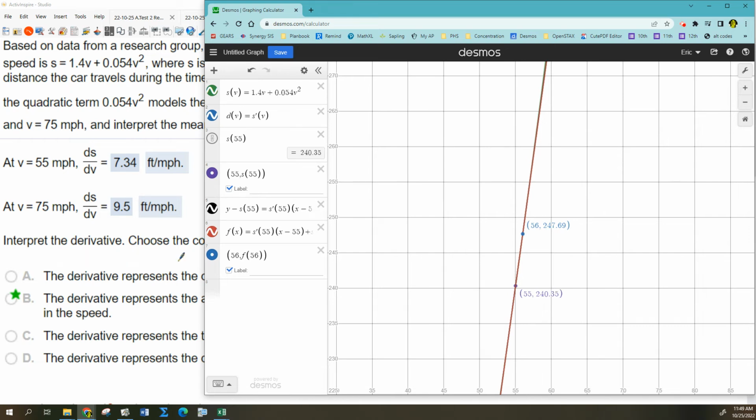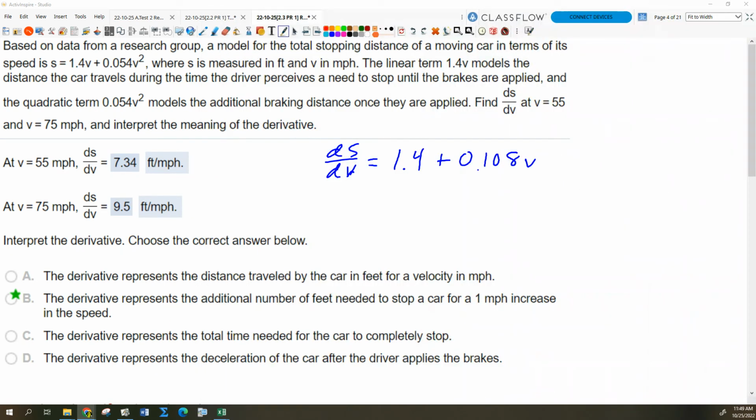Yeah. So let's do that. Let's plot S of 56 and let's see what we actually get. So if we plot the point 56, S of 56, and label it, well, there it is. It's off by a little bit, isn't it? What actually would happen is we'd end up with a stopping distance of 247.744, not 247.69. So it's off by a tiny bit, but that's a good estimate of what that derivative represents. Does that make sense?